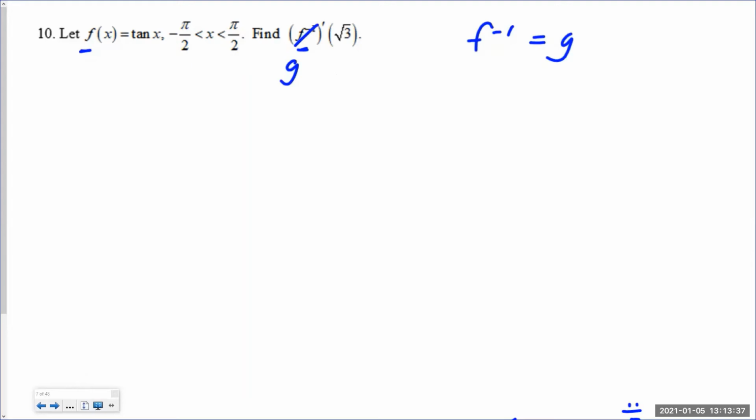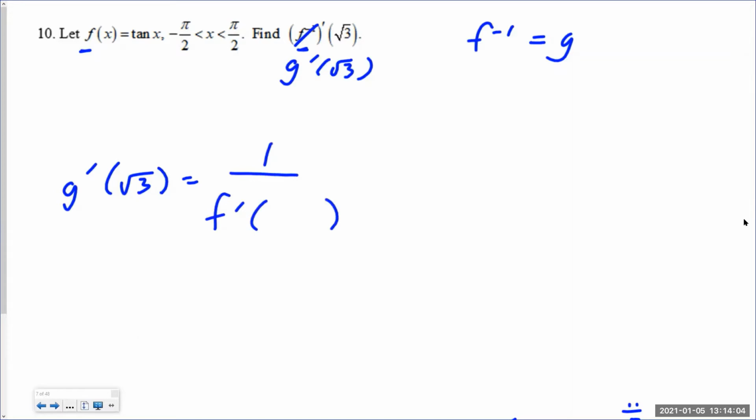So this becomes g. Not 1 over g, it's just g. The 1 over g only comes in when you're writing the formula. So this is a given right here, g prime of square root of 3. I just copy this, just like the other problems, and I write the formula. What is the formula for g prime? 1 over f prime. Very good.